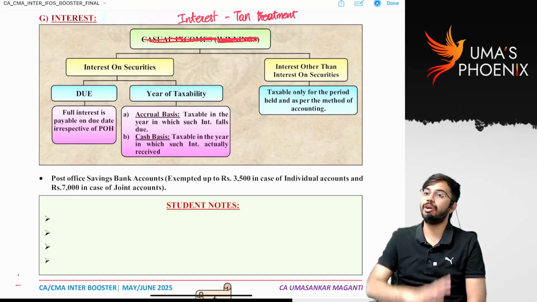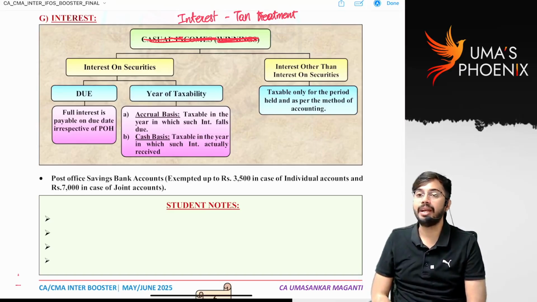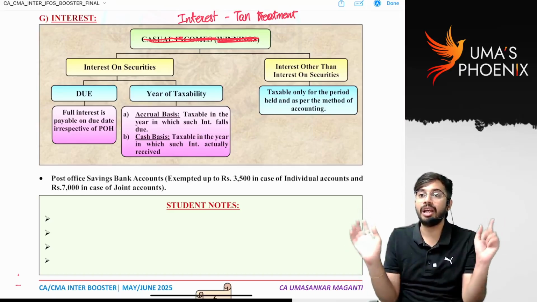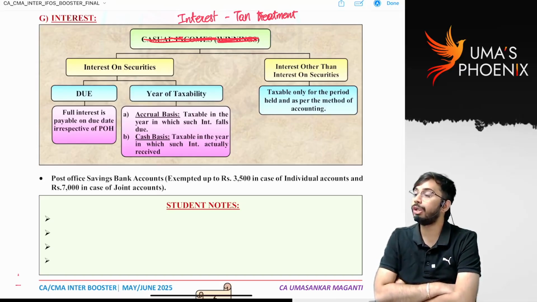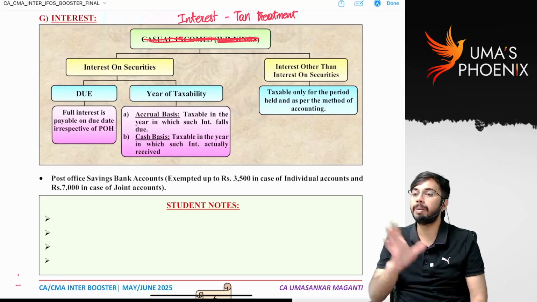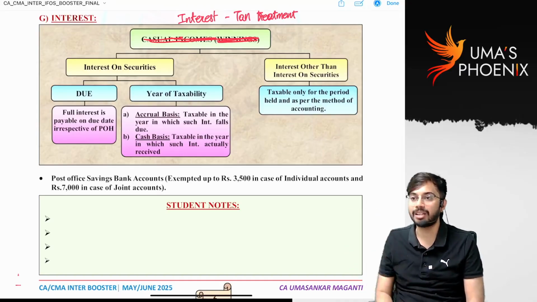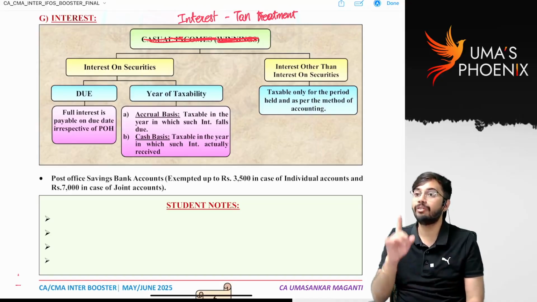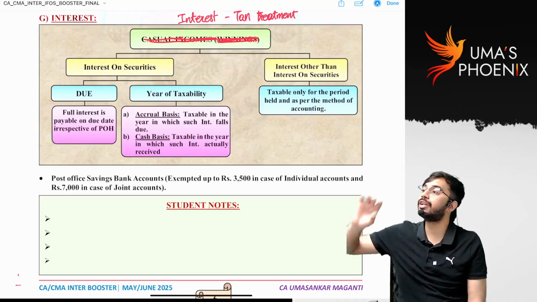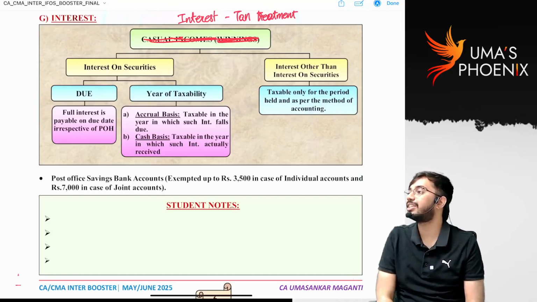In case of securities, interest is paid not based on period of holding, but interest is paid based on due date. So on the due date, for example, the due date for payment of interest is 16th March. Today I purchased the debenture. Even though I held the debenture for only one day, still I am entitled to receive 365 days interest. Are you able to understand?